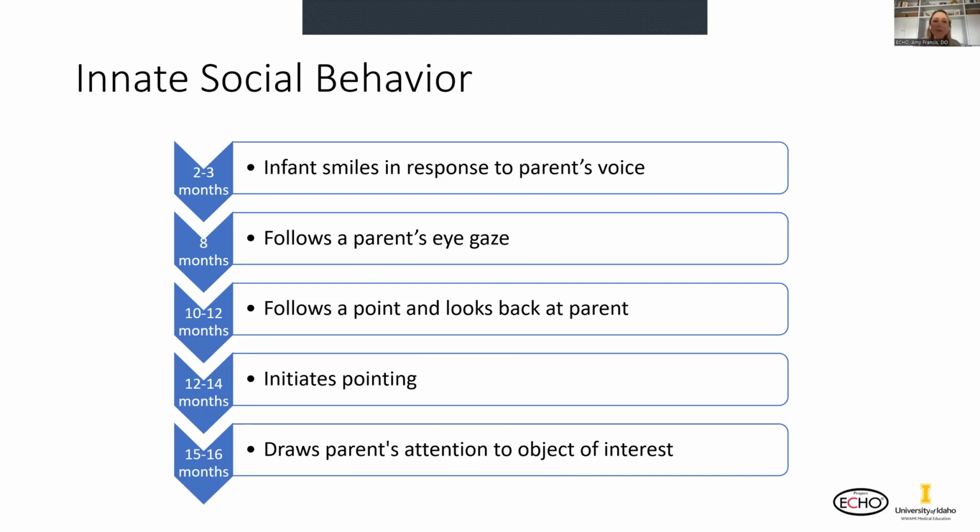If we dive a little bit deeper into innate social behavior, at 2 to 3 months, infants will have a social smile and they'll respond to parents' voice. At 8 months, they follow parents' eye gaze. At 10 to 12 months, they follow a point and look back at their parent. At 12 to 14 months, they'll initiate their own pointing, and at 15 to 16 months, they'll draw their parents' attention to an object of interest. And we'll talk a little bit about these skills on the next few slides.